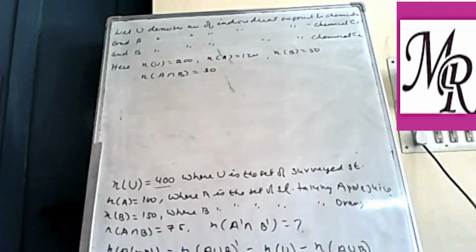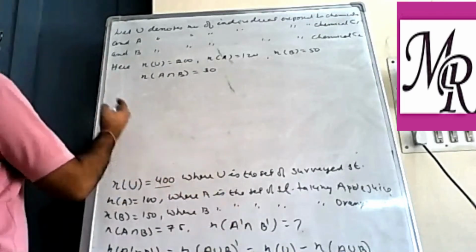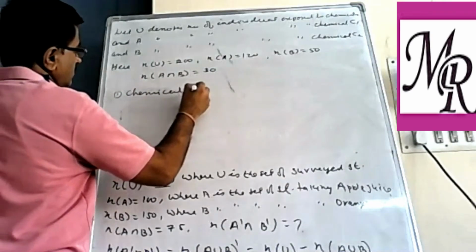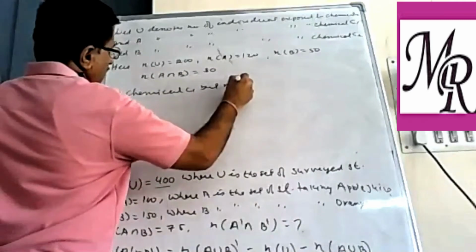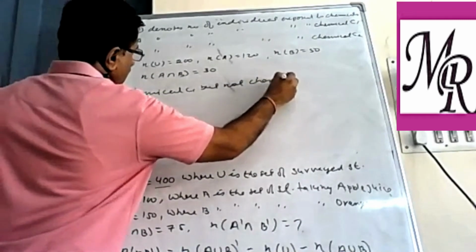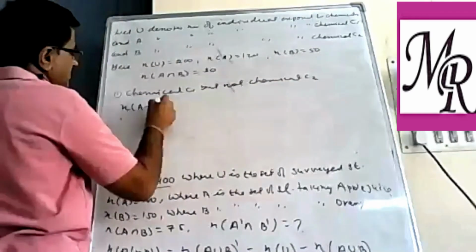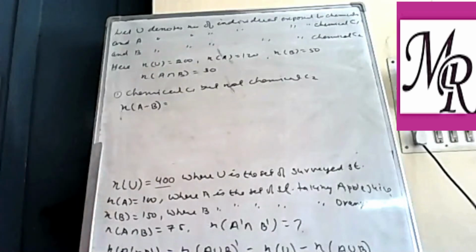Now question says you have to find the number of individuals exposed to first part chemical C1 but not chemical C2. First part is chemical C1 but not chemical C2. So we have already seen this formula A difference B. Number of element in A but not in B.